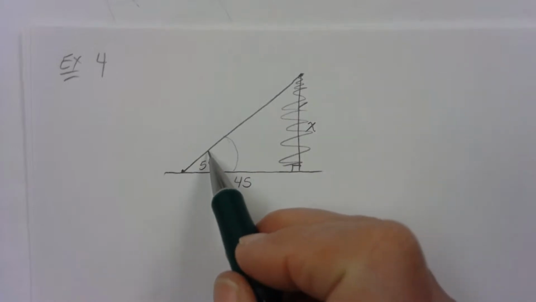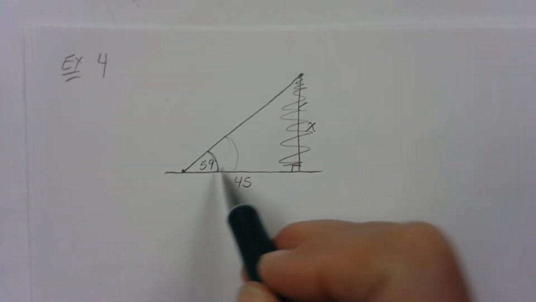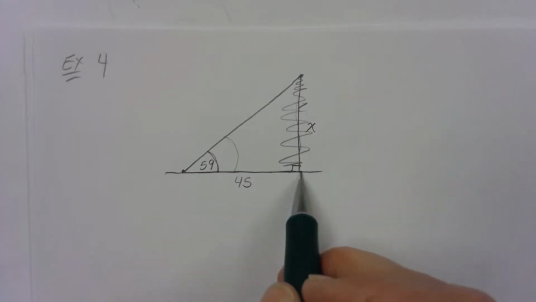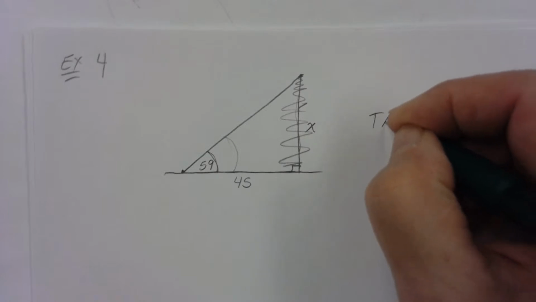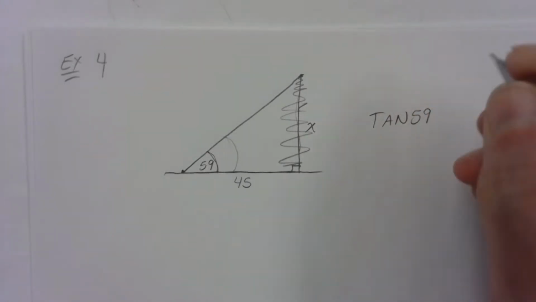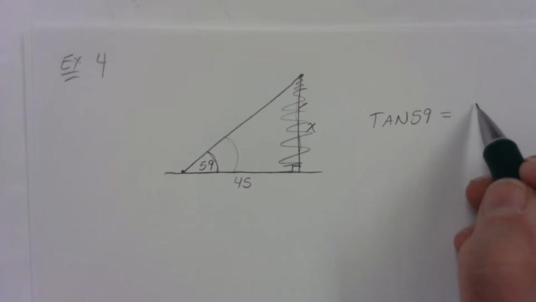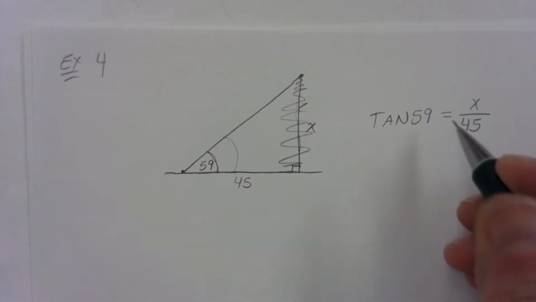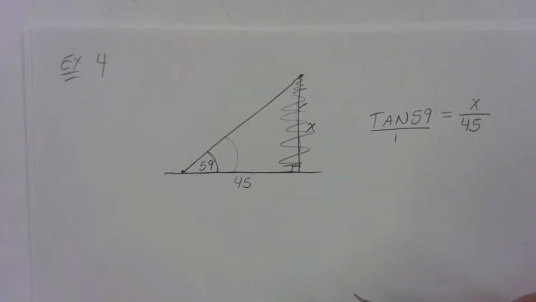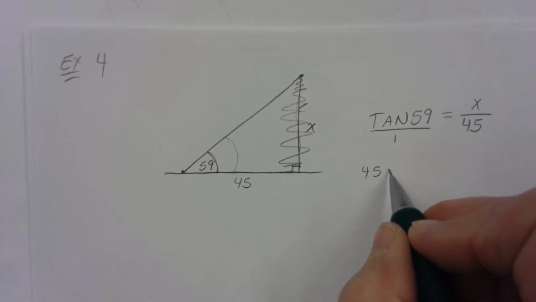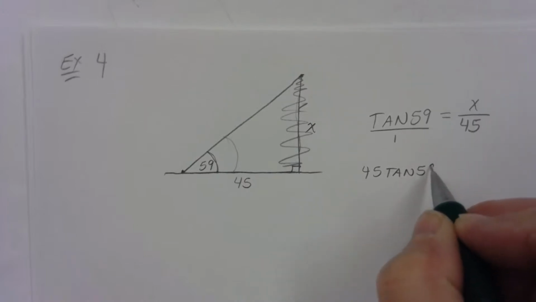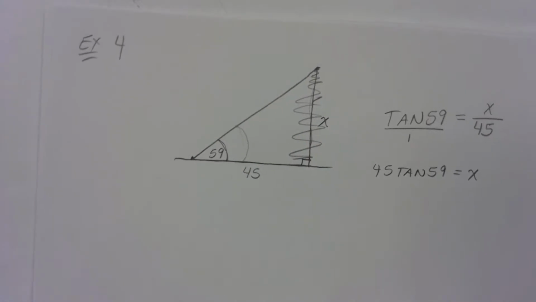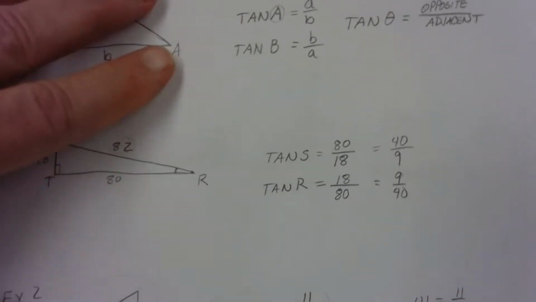So if you take a look at this angle, we want to know the opposite of that angle, and we have the adjacent to that angle, so tangent. We say the tangent of 59, that's the angle, equals the opposite x over 45, the adjacent. Then remember what we do. We make a proportion out of it, and we say 45 tangent 59 equals x.